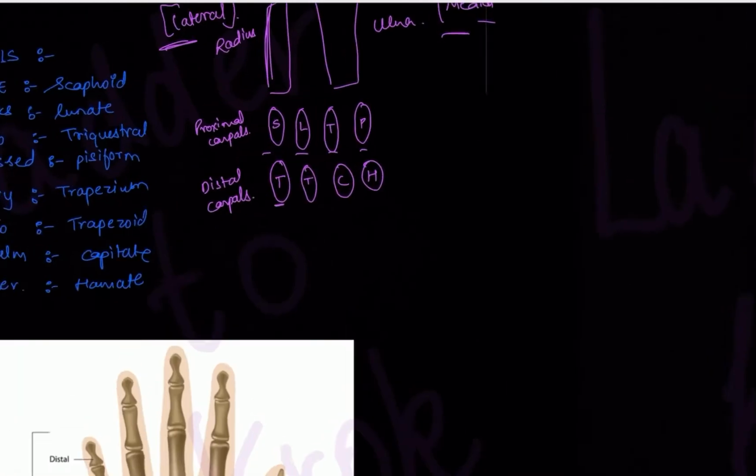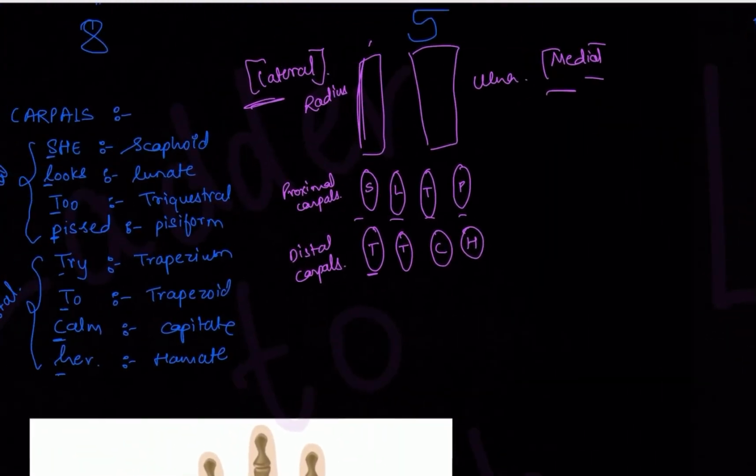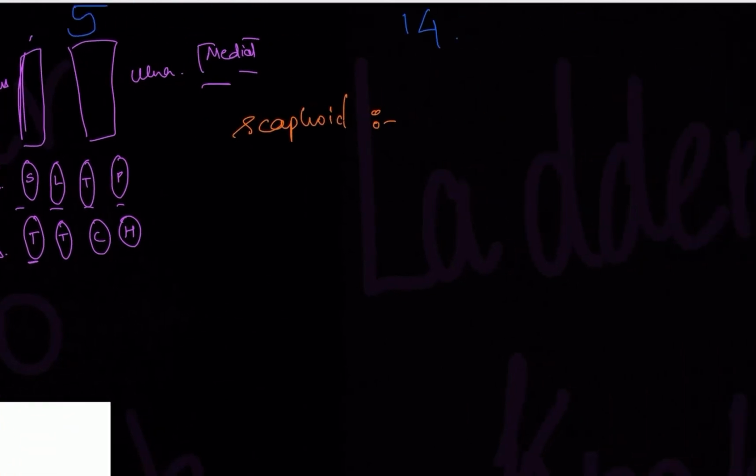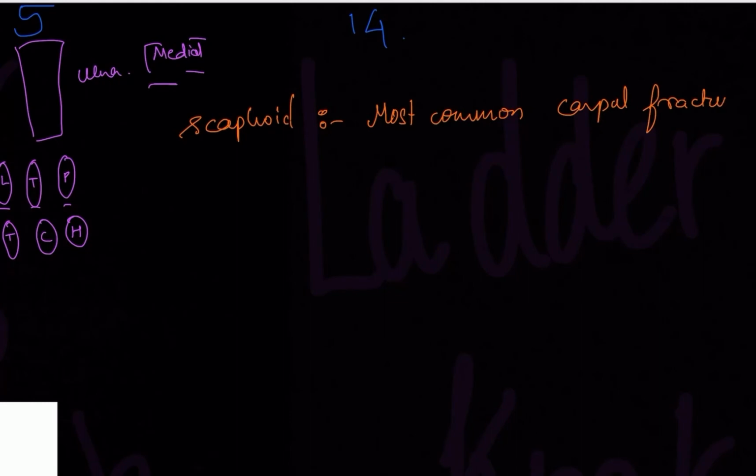Okay, now let's know more about these bones, starting first with the scaphoid bone. I'll write them over here once again. First let's know about the scaphoid bone. Scaphoid is the most common carpal to fracture. Most common bone to fracture in our body was which? We've already done it. It was clavicle, right?